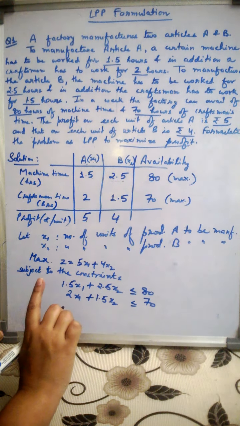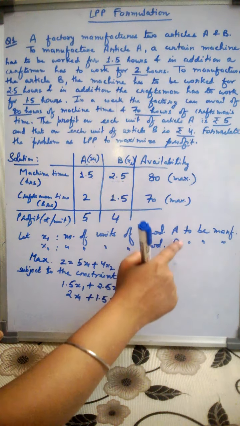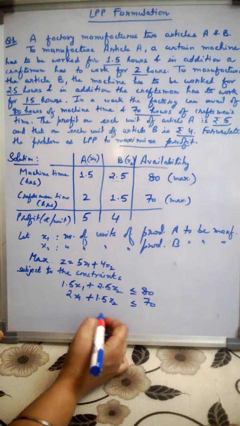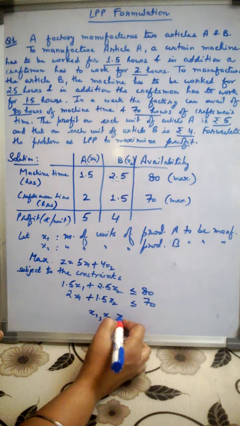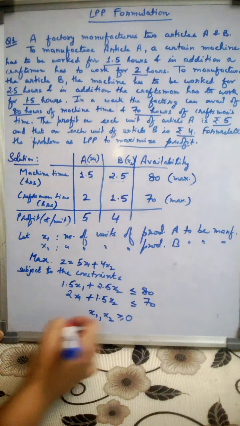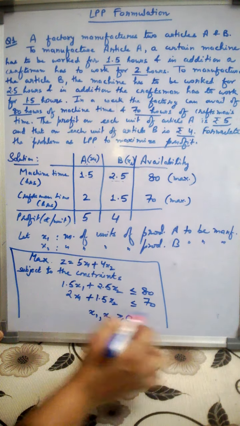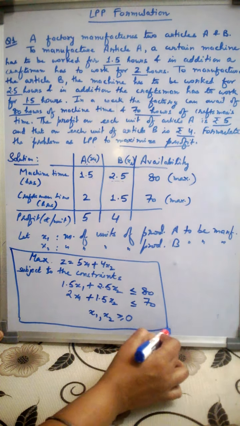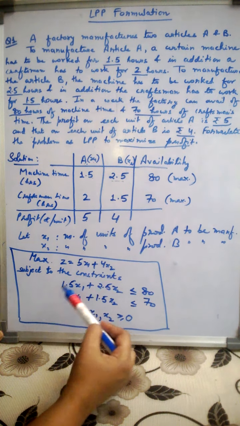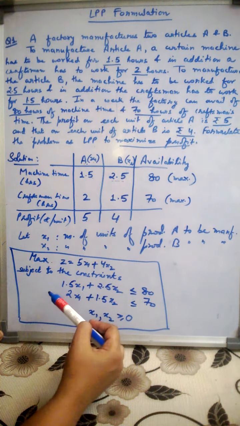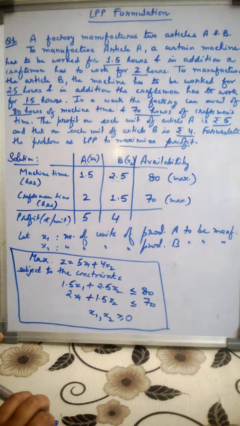Also, since the number of units, that is x1 and x2, the number of units produced of A and B, cannot be negative. That means either the company will produce or it will not produce. So that means x1 and x2 are greater than or equal to 0. So this is the LPP formulation for this problem. So first we have to define the decision variables, then we have to write down the objective function, and then the constraints of the problem. So this is our first problem. Now we move on to the second problem.